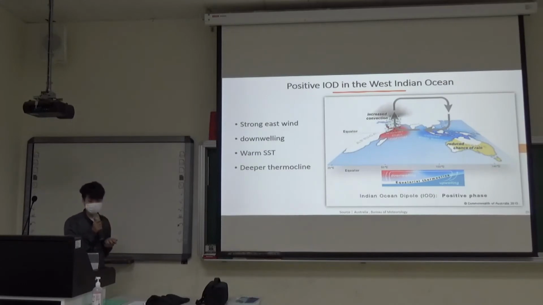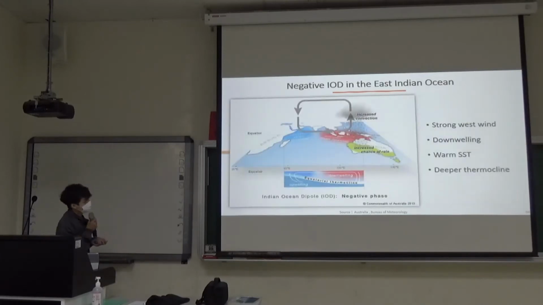On the other hand, there is a warmer SST in the west part. Because of the accumulation and sinking of seawater, there is a deeper thermocline. At this time, the weather system in this part will be a rainy system. Basically, the impact of a negative IOD is the opposite of a positive IOD event.